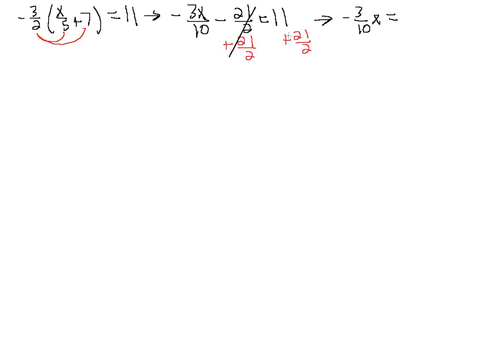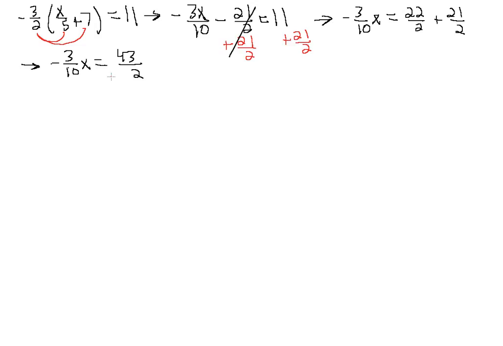Let's go ahead and write 11 as a rational number with a denominator of 2, so we can go ahead and add them. 11 is the same as 22 over 2 plus 21 over 2. Okay, now we still have our minus 3 over 10 x equals 22 plus 21 is 43. We have our denominator of 2.